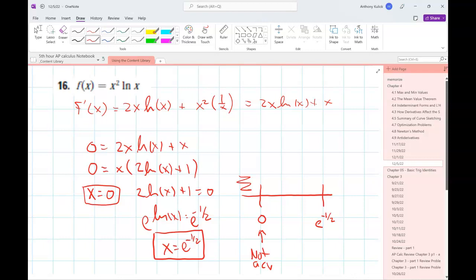So let's pick a number between 0 and e to the negative 1/2. About e to the negative 1. Everybody agree that's smaller than e to the negative 1/2? Since it's 1 over a bigger number, that makes it smaller. I like that because I can plug into the natural log and it'll be easy to see what I got here.